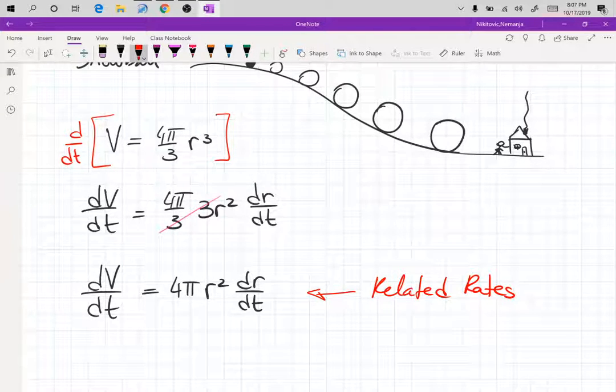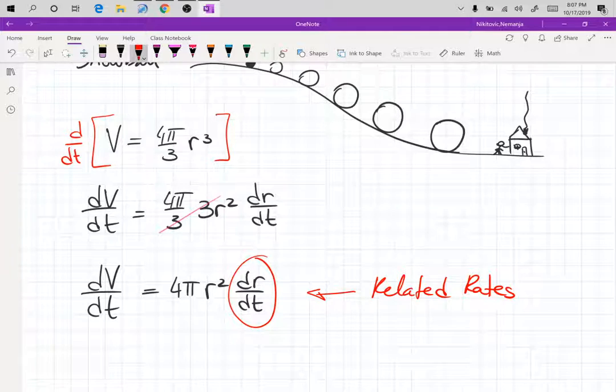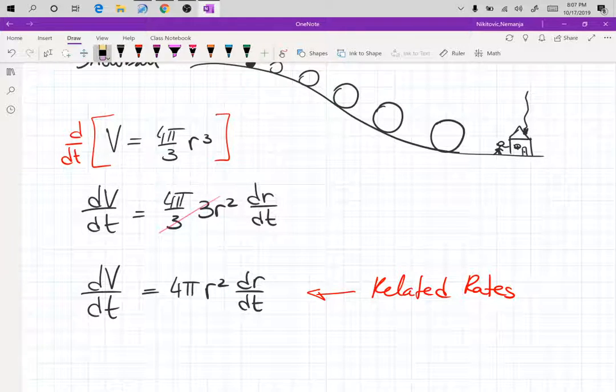So now you can calculate the gain in volume. If you leave the snowball to melt, well, then the change in radius is going to be negative, and you will be able to calculate the loss of volume.